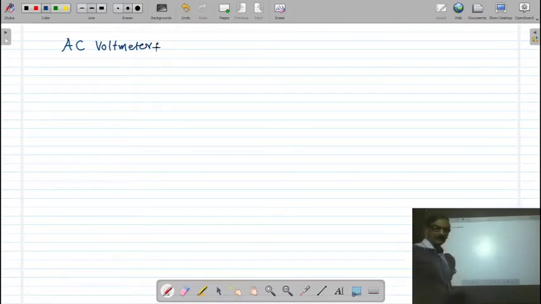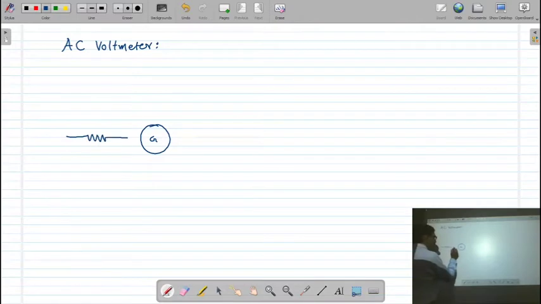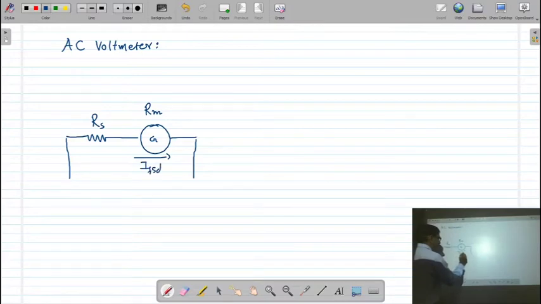To understand how to measure the AC voltage, we will first understand our ordinary DC voltmeter. In an ordinary DC voltmeter, we use the galvanometer. When we connect a high resistance in series with the galvanometer, this construction is known as a voltmeter. This is a multiplier resistance. We call this RS. The galvanometer has an internal resistance Rm, and it has a full scale deflection current IFSD.